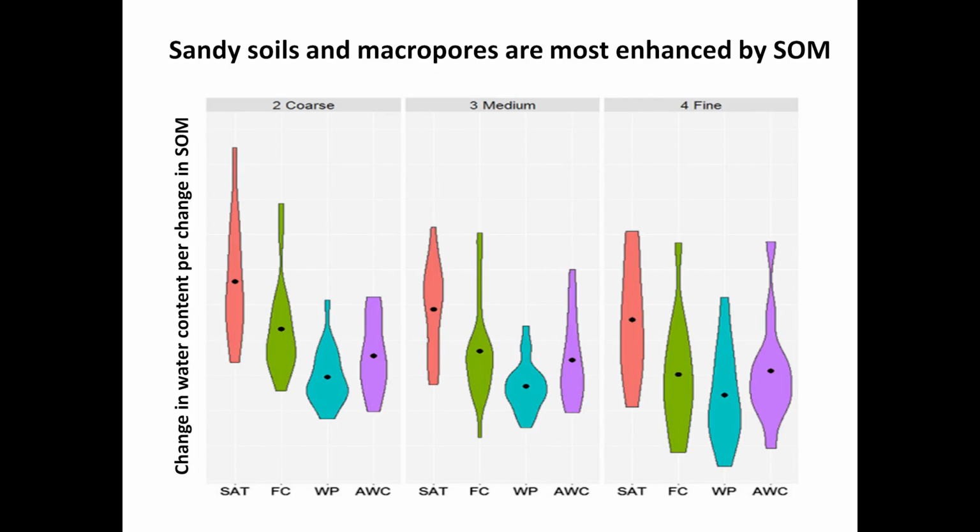Okay, this is lots of data that's compiled, but what this is showing is on the y-axis is change in water content per change in organic matter. And the higher the plot, the bigger the change. I know we can't all see this in the back, but the take-home message here is that the main thing that was changed was not plant available water. The main thing that was changed was the macroporosity of the soil. And the biggest changes were in the sandy soils. Those are shown over on the left, whereas the changes in the finer soils with more clay were smaller.